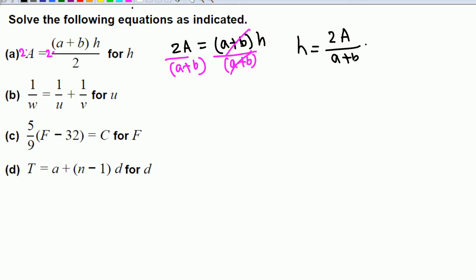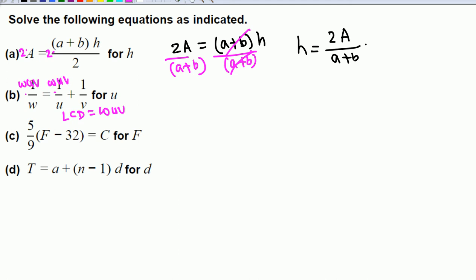Okay. Let's go to part b. 1 over w equals 1 over u plus 1 over v, solve for u. In any case, we need to get rid of these fractions. So w, u, v. The LCD will be just the product of w, u, v. Okay, LCD is w u v. Now we multiply both sides by the LCD. That is equivalent to multiplying each fraction by w u v.